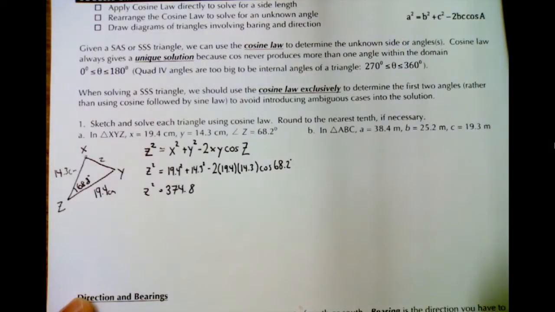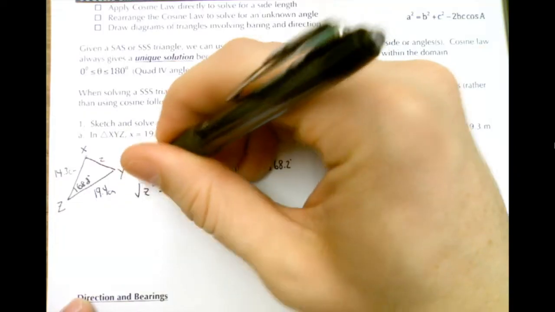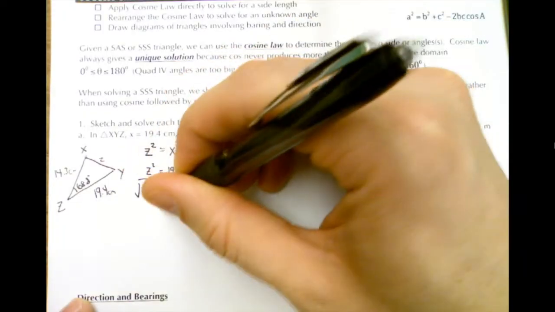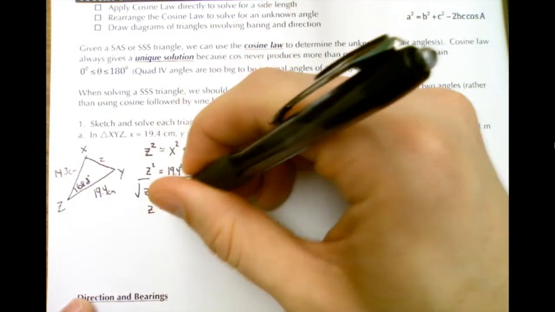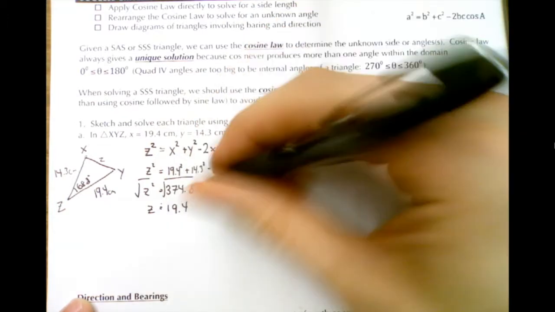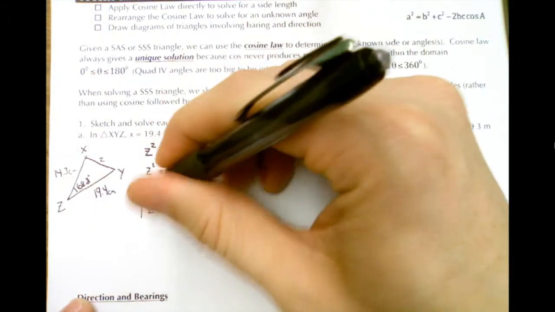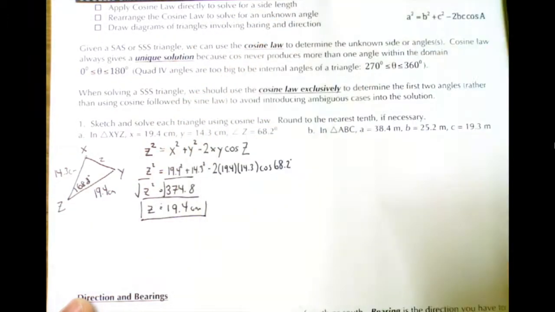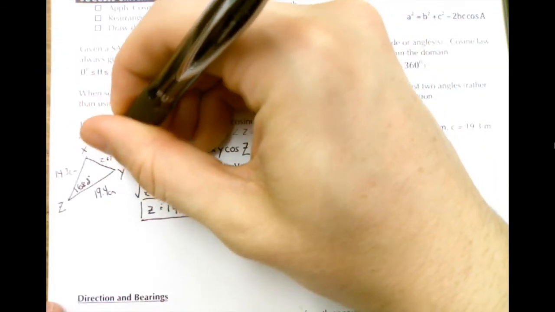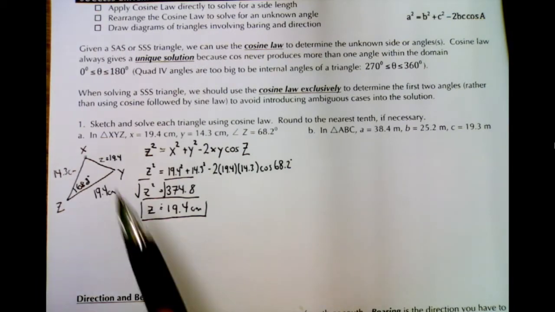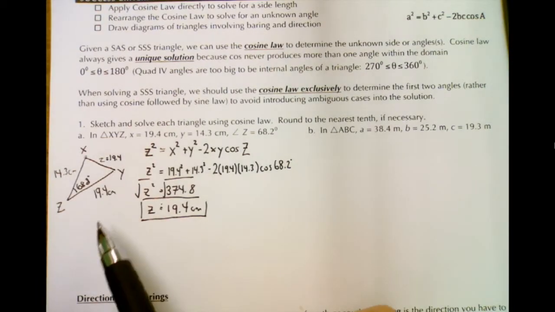And our last step to solve for z is to square root. And if we square root, we end up with 19.4 centimeters. Now, coincidentally, that's the exact same measure as side x, which is kind of nice if you're asked to solve the triangle, because if you have two sides that are the same length, that means the angles they're across from are the same measure.